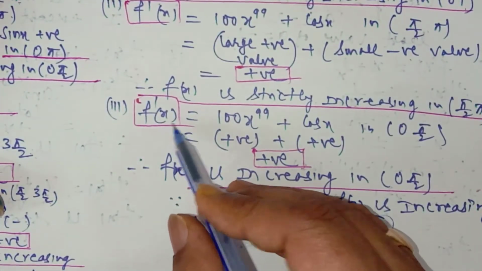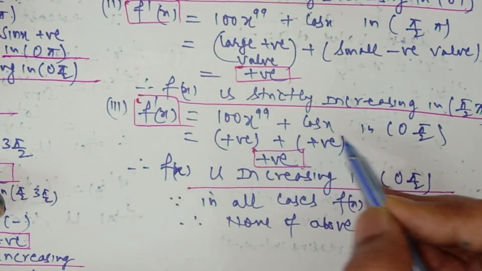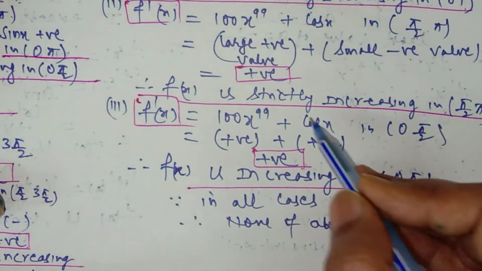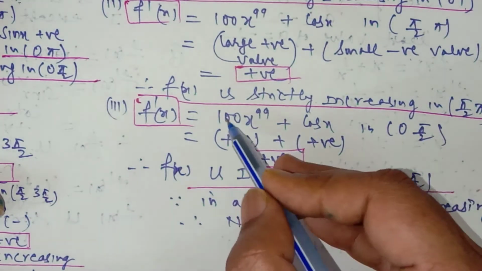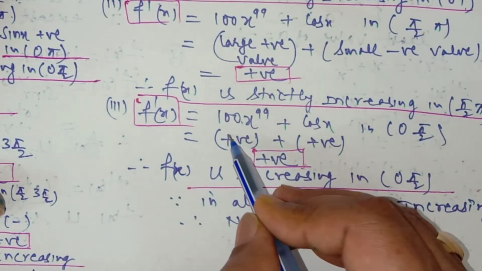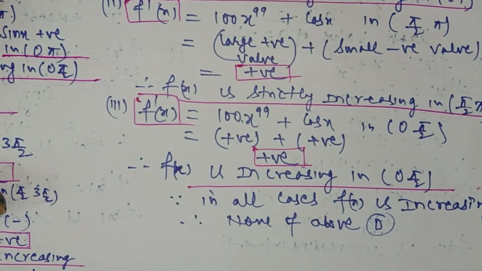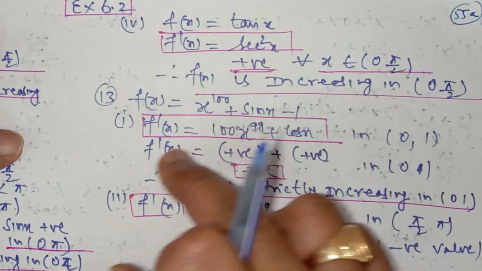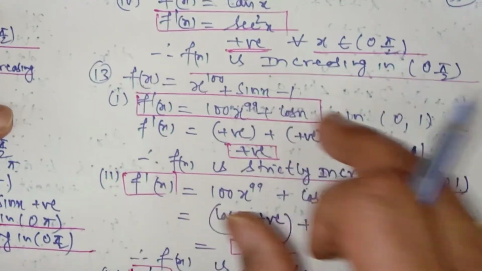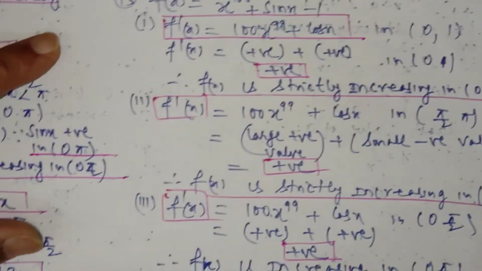In the third part, we have derivative 100 x to the power 99 plus cos x from 0 to pi by 2. In the first quadrant, cos is positive. From 0 to pi by 2, this is a large positive value, and their total value will be positive. Therefore, f x is increasing in the interval 0 to pi by 2, rather strictly increasing, because this is a continuous function. Polynomial, sine and constant is always a continuous function.